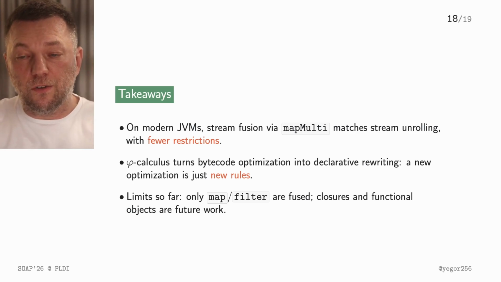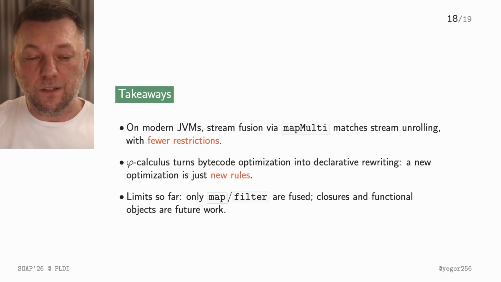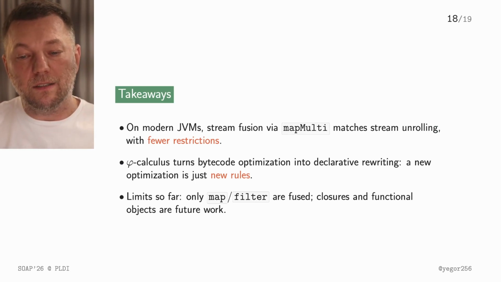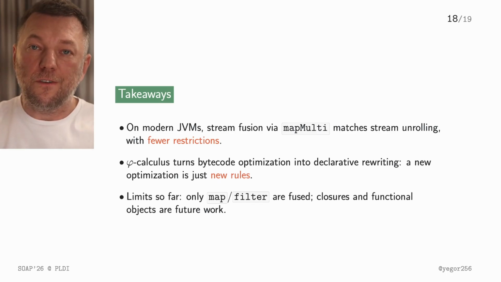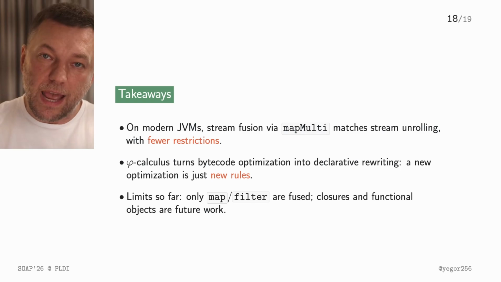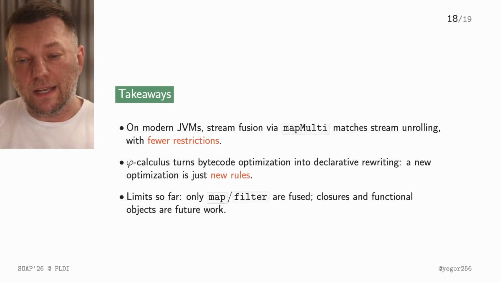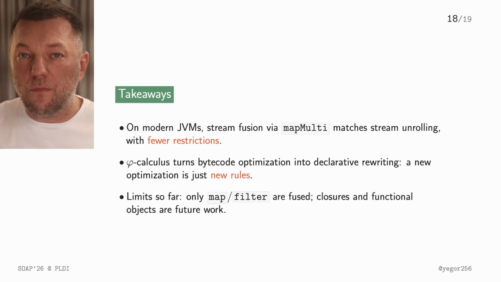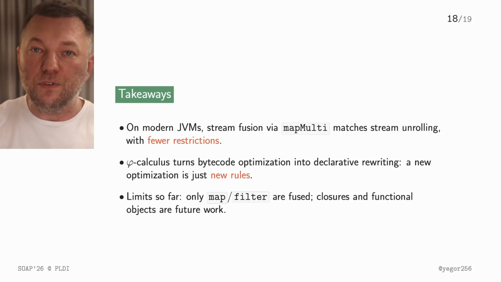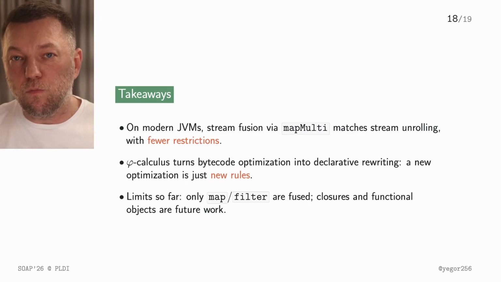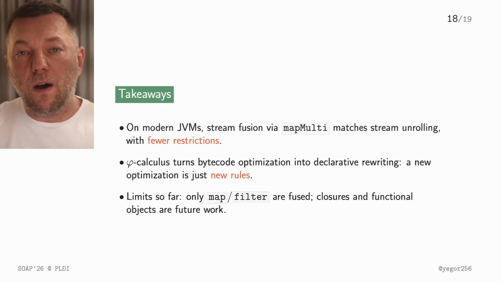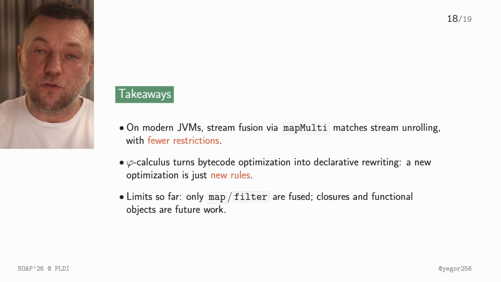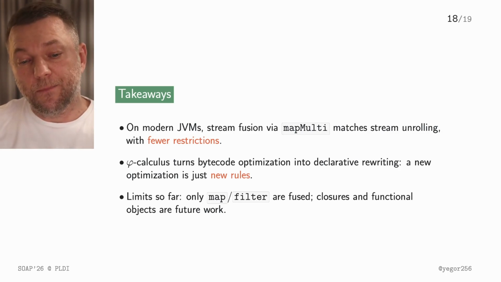So let me finish with 3 interesting takeaways from this study. First, we can claim that stream fusion via mapMulti can be as effective on some benchmarks as stream unrolling. Second, we say that phi calculus did a good job for us, helped us to represent bytecode in a declarative way as expressions, and then allowed us to apply rewriting rules. This instrument, this calculus, may be used for other optimizations in other projects, in other studies, and we are ready to share more details about that if you're interested.